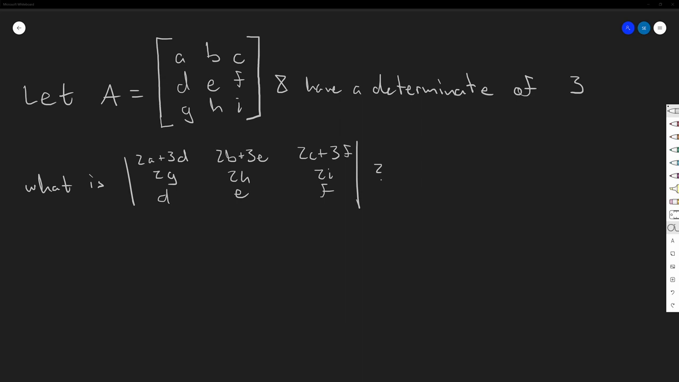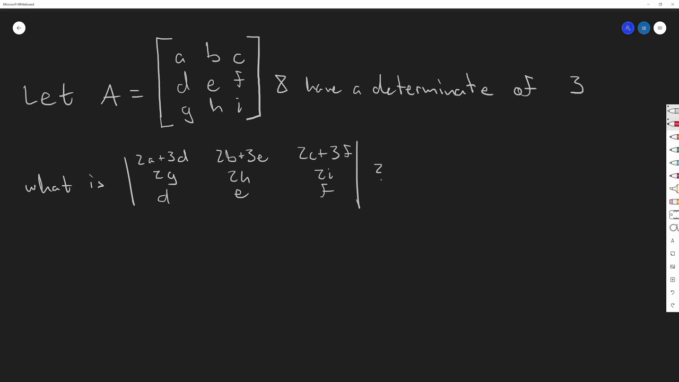So in this example, we're going to let matrix A equal to A, B, C, D, E, F, G, H, I, which is a 3x3 matrix. And we know that the determinant of that matrix is equal to 3. Now it wants us to find the determinant of this matrix that has been manipulated right here. We know it came from the matrix A, but some weird things have been done to it. So we're going to figure out how we go from matrix A to this new matrix.